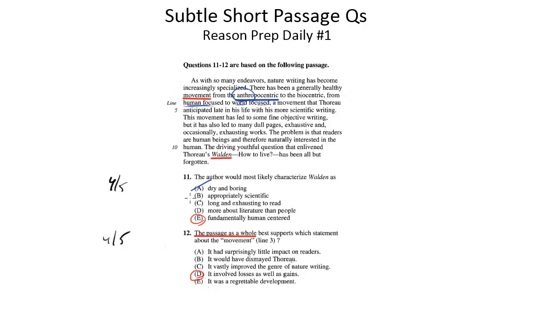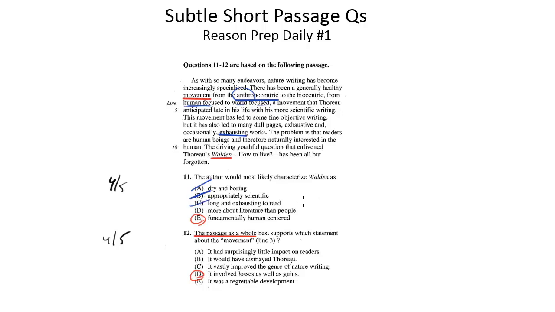Appropriately scientific? No, there's no mention that Walden is scientific. You need to see evidence for B directly in the passage about Walden. Long and exhausting to read. Be very careful. They mention exhausting here, but they're talking about the other works. They're not talking about Walden here. So go ahead and get rid of C.